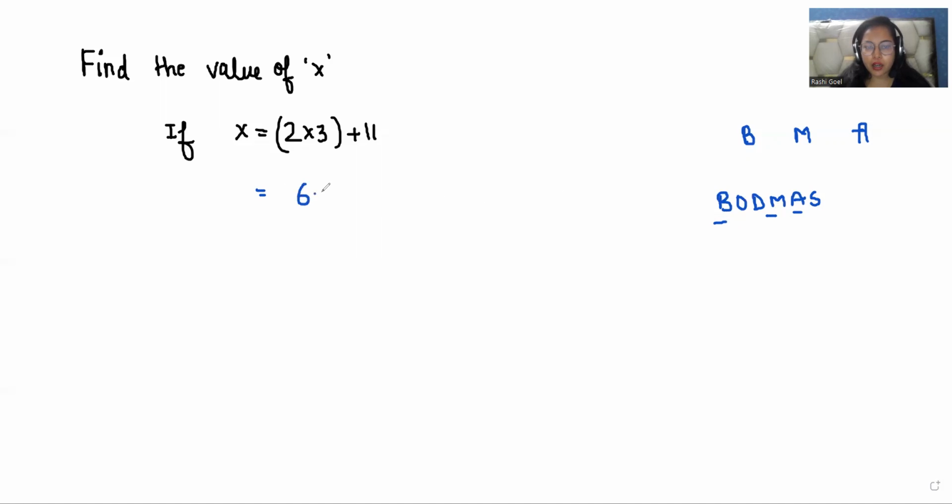Now we remove the bracket and then add 11. So 6 plus 11 is 17. So the value of x is 17. So with the help of the BODMAS rule, you can solve this type of question easily.